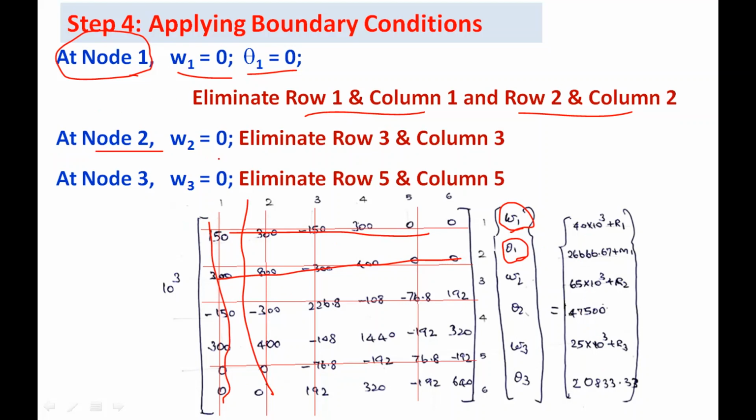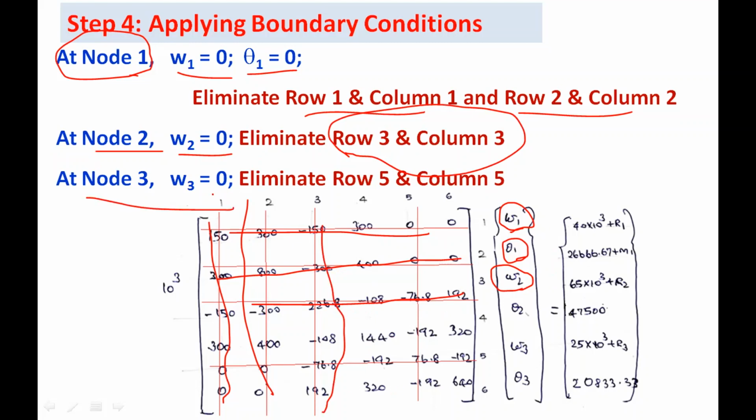Then at node 2 we have a roller support, so displacement W2 = 0, and we can eliminate row 3 column 3. At node 3, again a roller support, W3 = 0, so we can eliminate row 5 column 5. So the remaining is this 2 by 2 matrix with theta 2, theta 3 and these values.